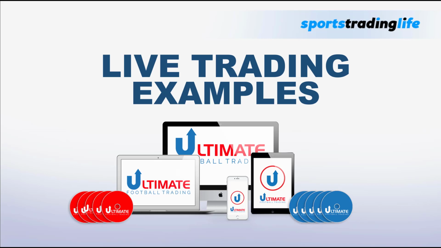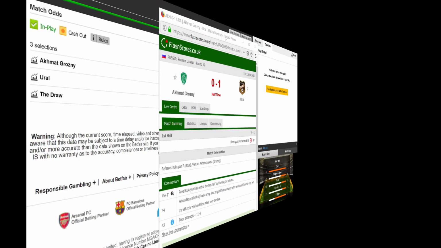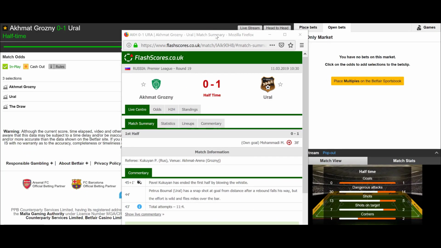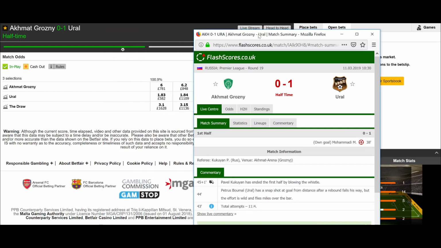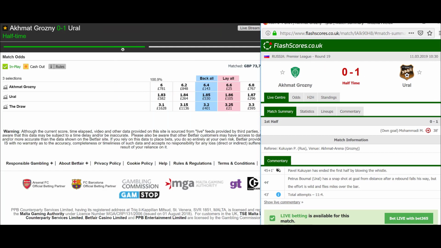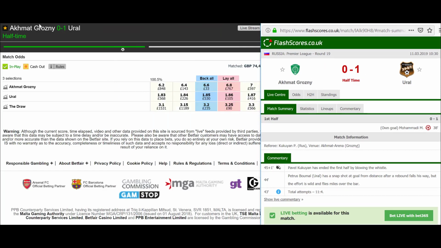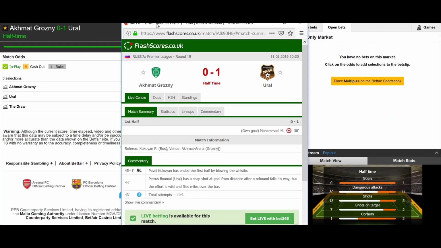And yeah, let's get into it. Let's get into some live trading examples of laying the winning team. And so this is a match from the Russian Premier League, and we're going to do this one without any live pictures at all. So Ural, if you can pronounce that correctly, they are leading this match at half-time. It is 1-0 to them. They took the lead just not long before half-time. And yeah, they are the away team.